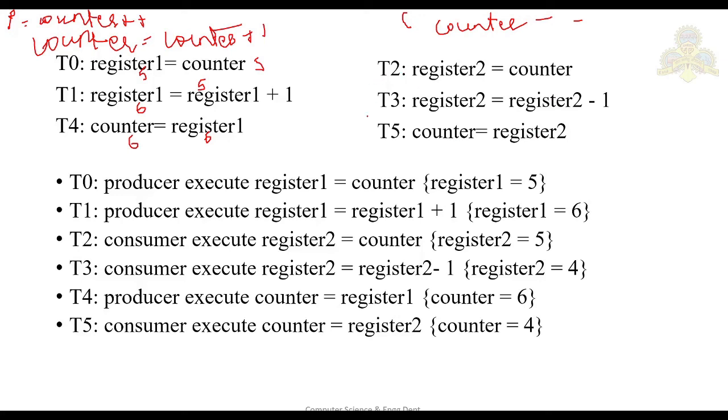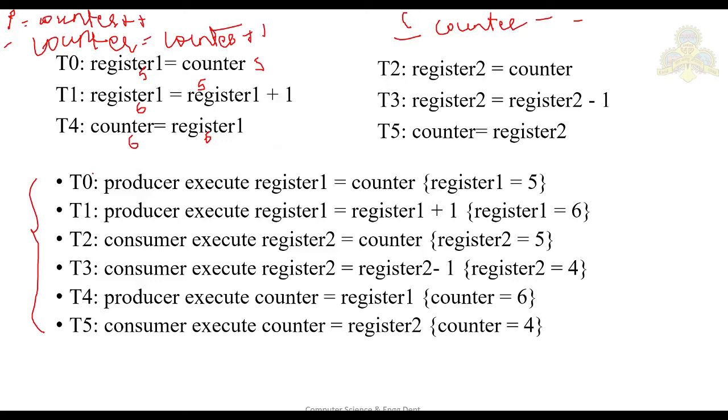Again, I have given some instruction numbers here: T2, T3, T5. Remember this counter variable is shared between your producer and your consumer process. Let's say they execute these instructions one by one. Suppose this is the order: T0, T1, T2, T3, T4, T5. So in this order, your instructions are getting executed. Now we'll see what will happen.